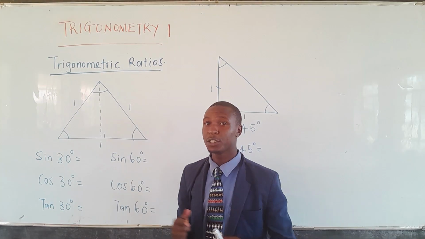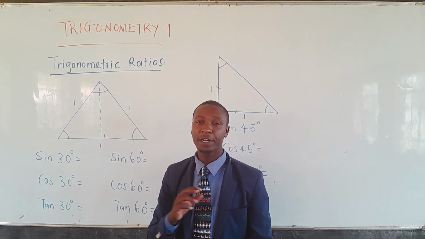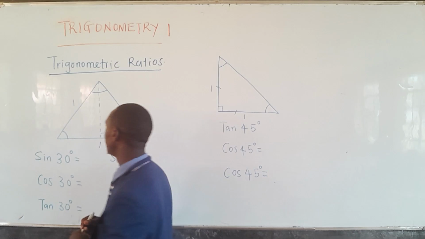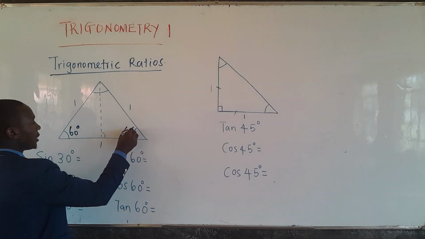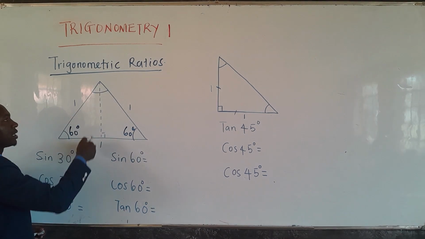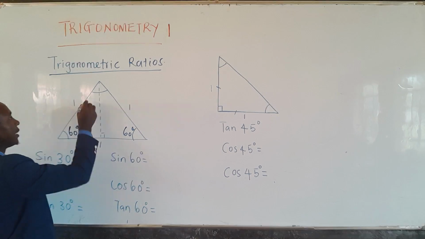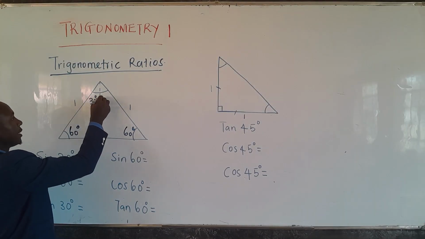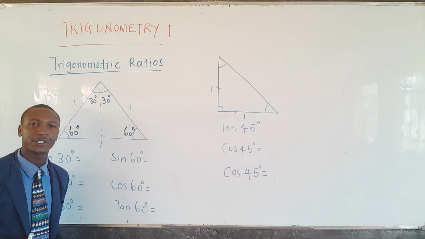Now, for an equilateral triangle, we know all the angles at the three vertices are supposed to be 60 degrees, so this is going to be 60 degrees, this is going to be 60 degrees, and this is going to be 60 degrees. But since we have a line that is bisecting the angle, here we're going to call it 30 degrees, and this is 30 degrees. And if you add the two, you should get exactly 60 degrees.